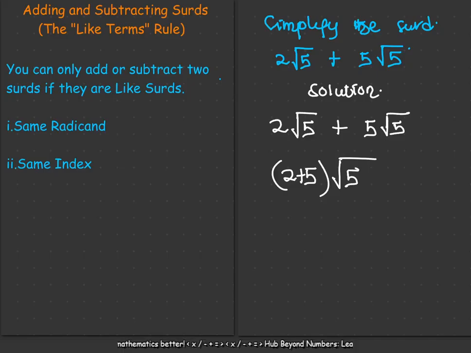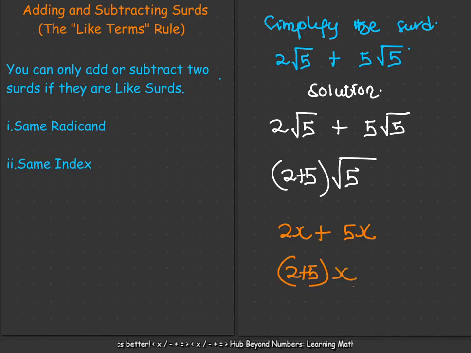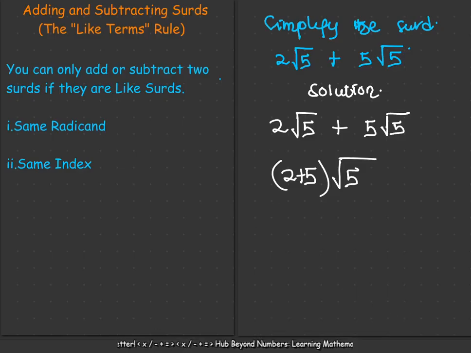Let me just give an analogy here. So we have 2 root 5 plus 5 root 5. It is the same as 2x plus 5x. What would you have done in this case? You just add the 2 to the 5. That is 2 plus 5. Then your x is still as it is, giving you 7x. You see? So it is this same idea we try to apply here. 2 plus 5 in this case gives us a 7. So you write 7, then root 5. As simple as that.